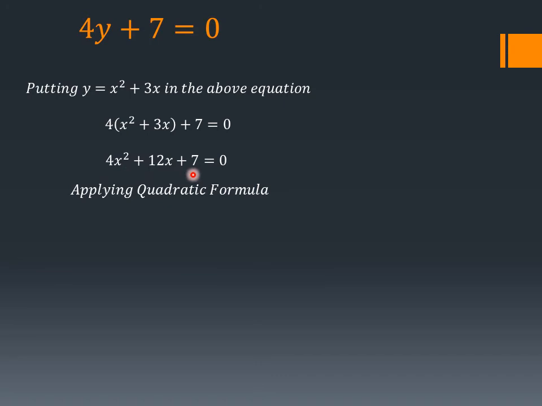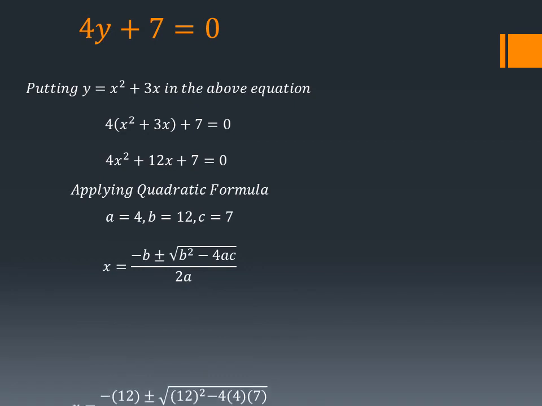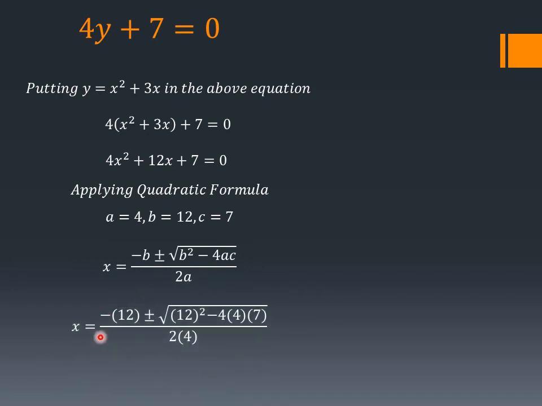4 into 7 is 28. We cannot break the middle term with two digits that multiply to get 28 and add or subtract to get 12. So again we will apply the quadratic formula. The coefficient with x square is a, which is 4. The coefficient with x is b, which is 12. And the constant digit is c, which is 7. Applying it in the formula, we will get minus 12 plus minus under root 12 square minus 4 into 4 into 7 over 2 into 4.